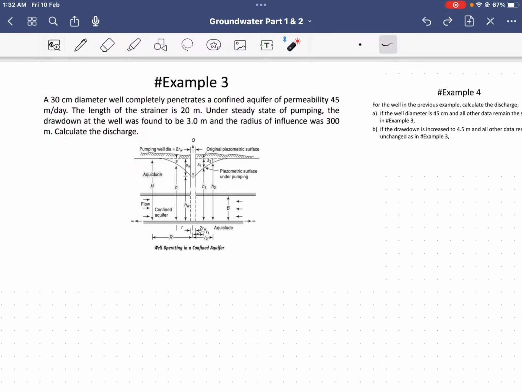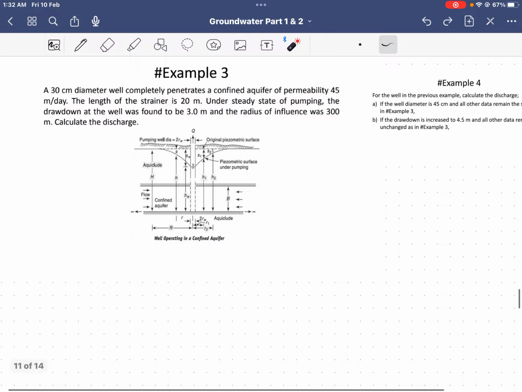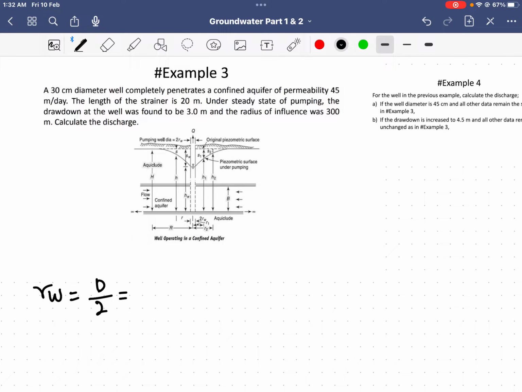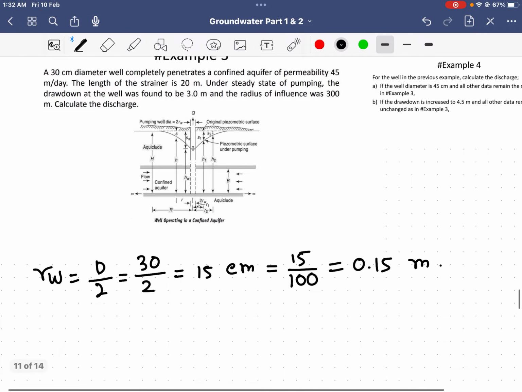Now I am going to solve this question. From the question I already have some information. First I have the Rw. Rw means I have to divide the diameter by 2. So I have 30 centimeter diameter, and I divide it by 2 to get 15 centimeter. If I want to convert this 15 centimeter to meter, I will get 0.15 meter. Simple.